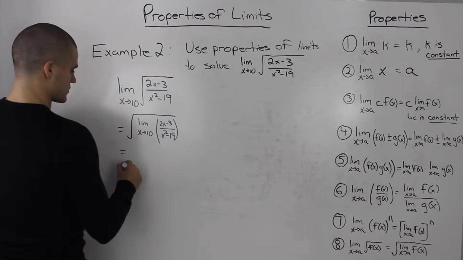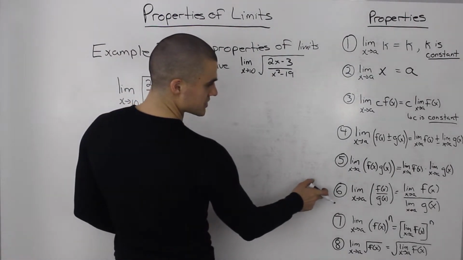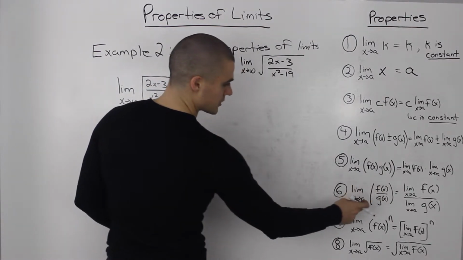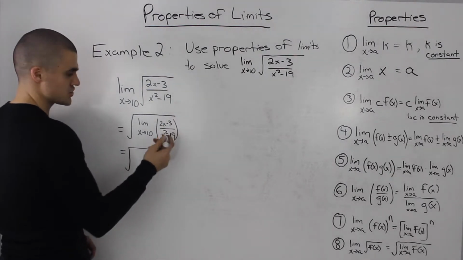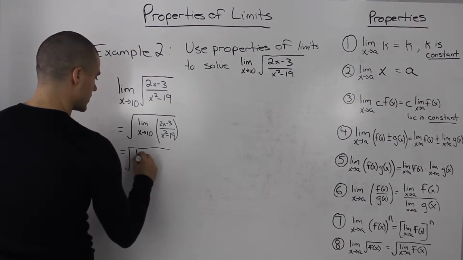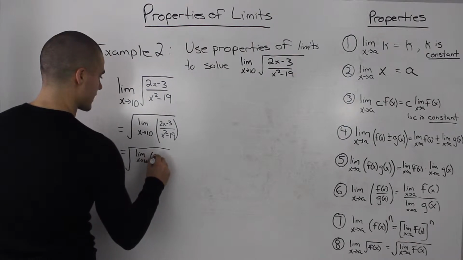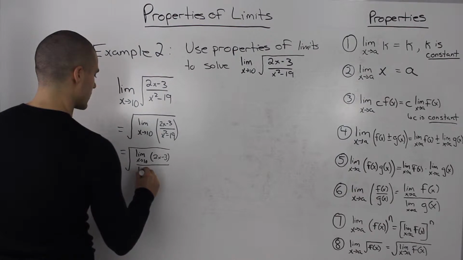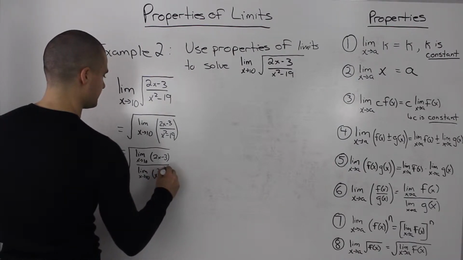Now I am going to use property 6, the quotient property. You see how this function is a quotient of two functions, so I'm going to split them up and take each of their limits separately. So I'll have the limit as x goes to 10 of 2x minus 3 over the limit as x goes to 10 of x squared minus 19.